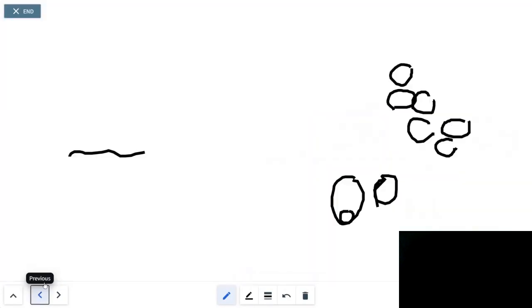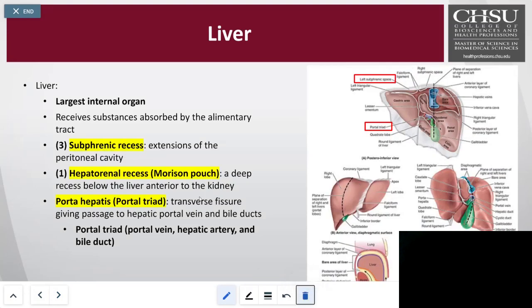So let's go back one more time. All right, so apologies for all those lines. So the hepatorenal recess, that's a small pouch where the kidneys are going to sit. This is also known as the Morrison pouch. And then we also have the hepatoportal triad. So the term portal hepatis and portal triad relates to the set of 3 vessels, your hepatic portal vein, hepatic artery, and also your bile duct as a 3-unit set. Okay, so they come together.